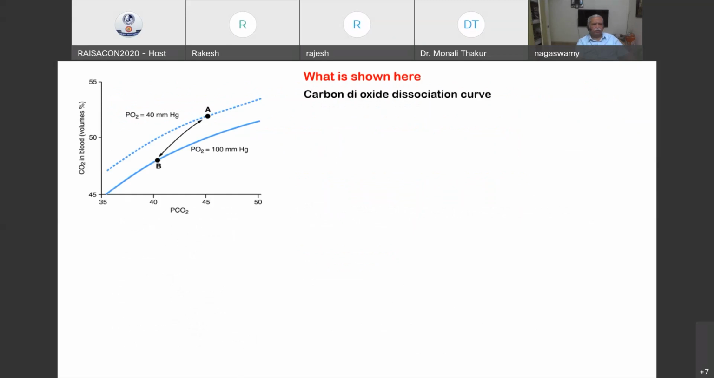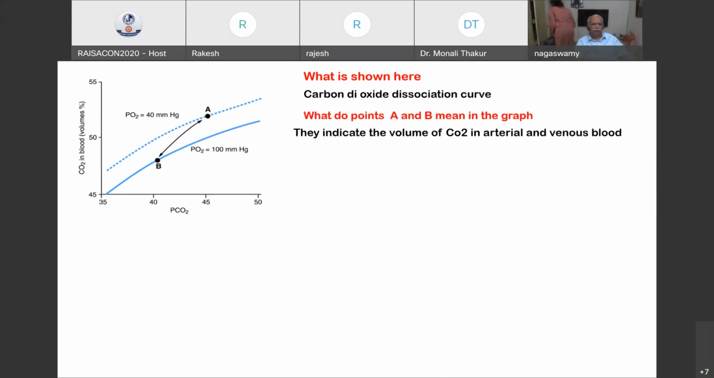It's a carbon dioxide dissociation curve. Normally you get the oxygen dissociation curve in the exam, but the carbon dioxide dissociation curve also can be asked. It is a linear curve, unlike the sigmoid shaped curve of your oxygen dissociation. So what do points A and B mean in the graph?